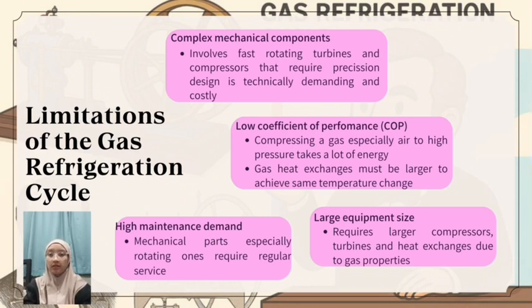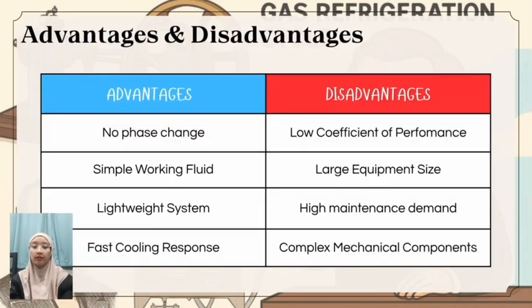Lastly, gas refrigeration systems need a large equipment size. This is because gases have lower density compared to liquid, so we need bigger compressors, turbines, and heat exchangers to achieve the same cooling effect. So overall, while gas refrigeration has its advantages, these limitations make it less suitable for certain applications. So this is a summary of the advantages and disadvantages of the gas refrigeration cycle.